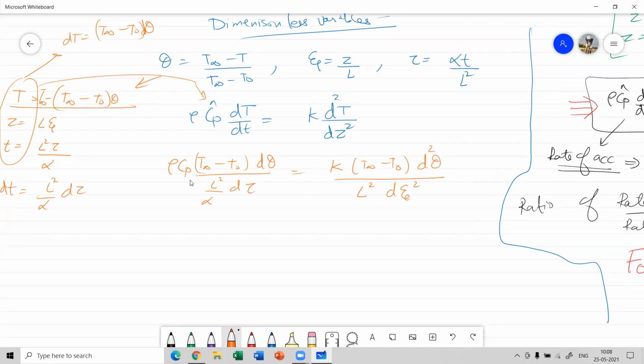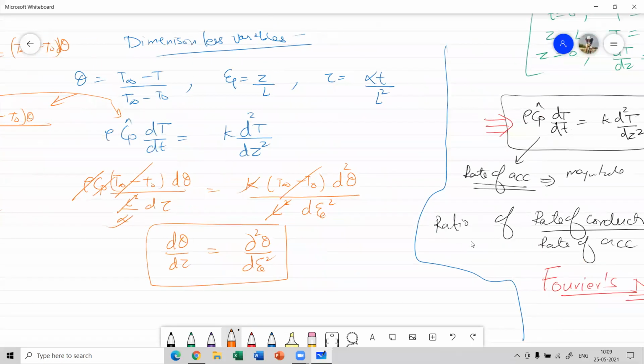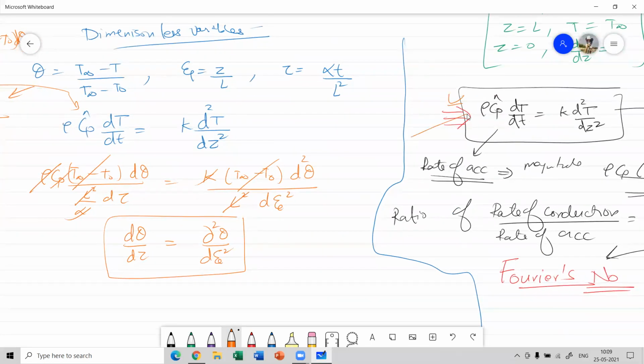Now you can cancel out the terms. L square gets cancelled with L square over here, T infinity minus T naught gets cancelled, and alpha, rho, Cp get cancelled with the other terms. So you're finally left with d theta by d tau equal to del square theta by del zeta square. So this is how you convert your general equation into your dimensionless equation, which can easily be solved.